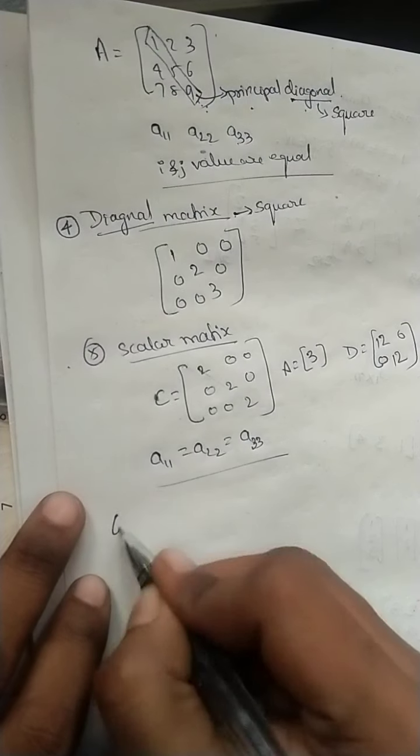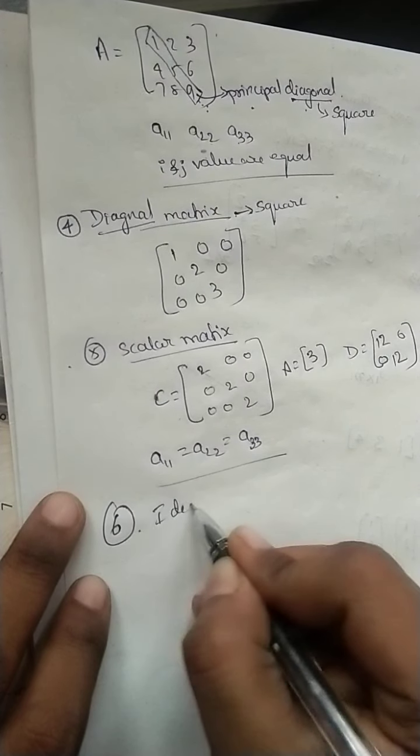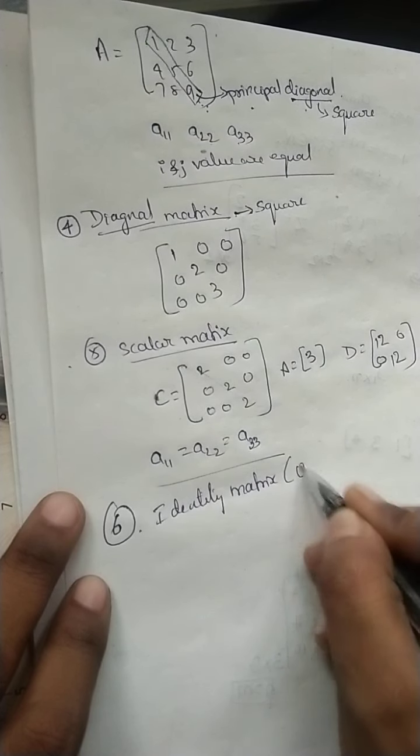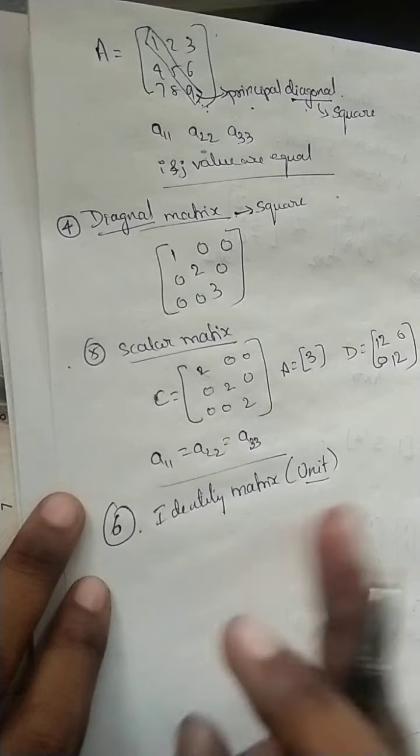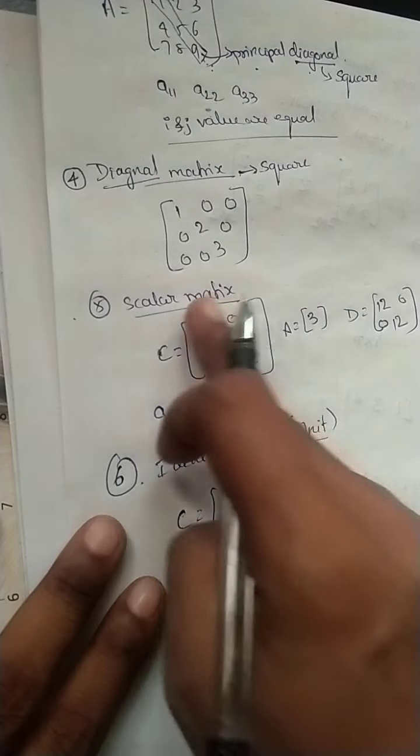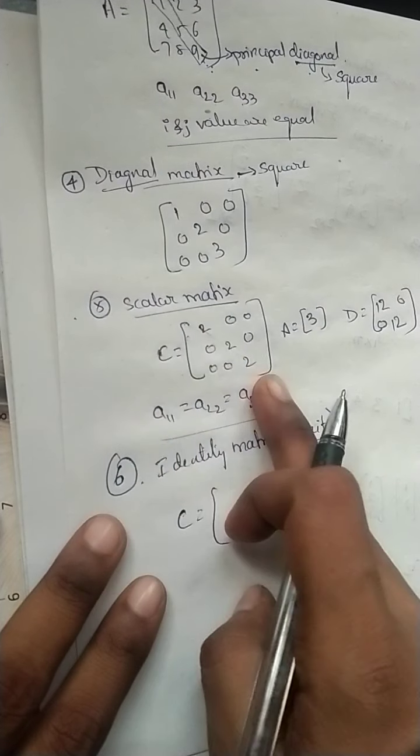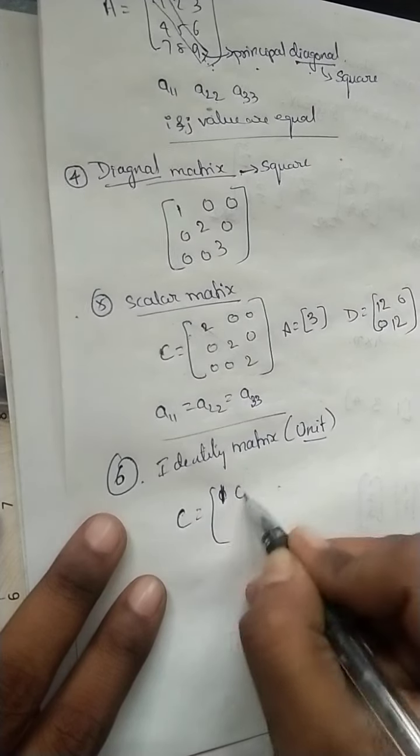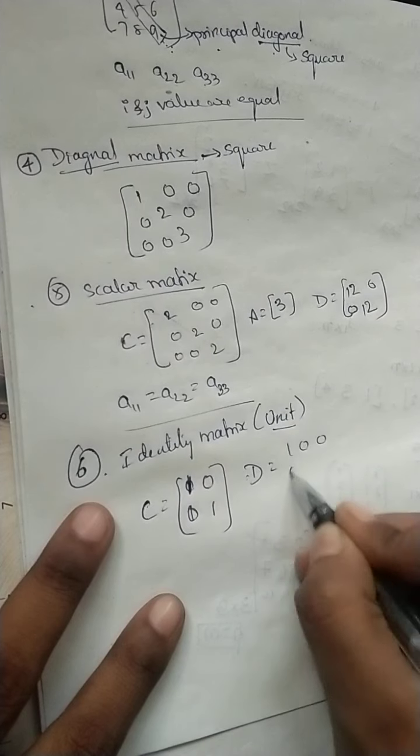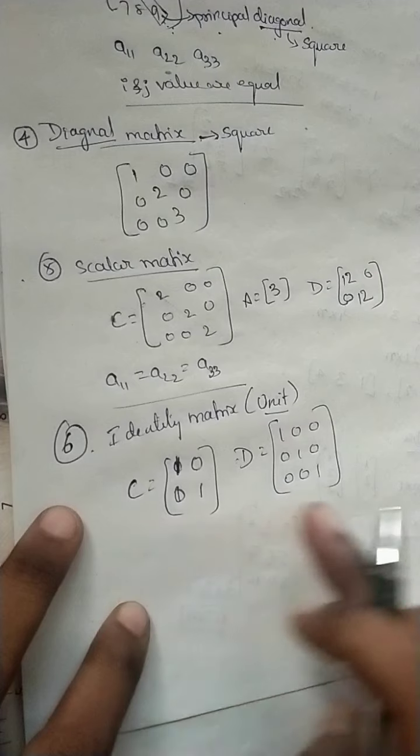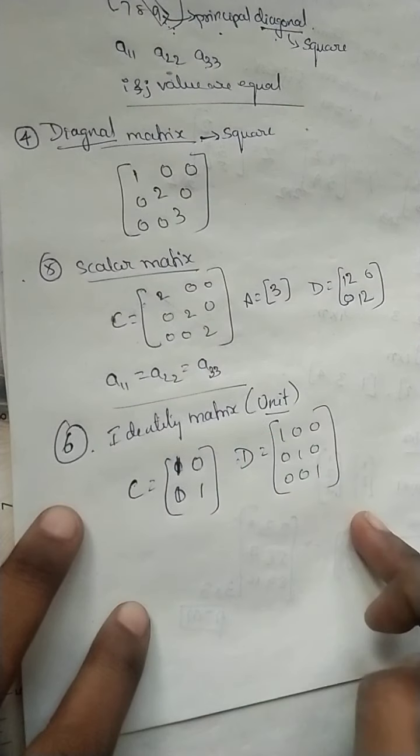Next comes another matrix, the identity matrix. The identity matrix is also called a unit matrix. Unit means 1. So you can say that an identity matrix is a scalar matrix whose diagonal elements are 1. Or you can write it as 1, 0, 0, 0, 1, 0, 0, 0, 1. So an identity matrix is a matrix whose diagonal elements are unit.